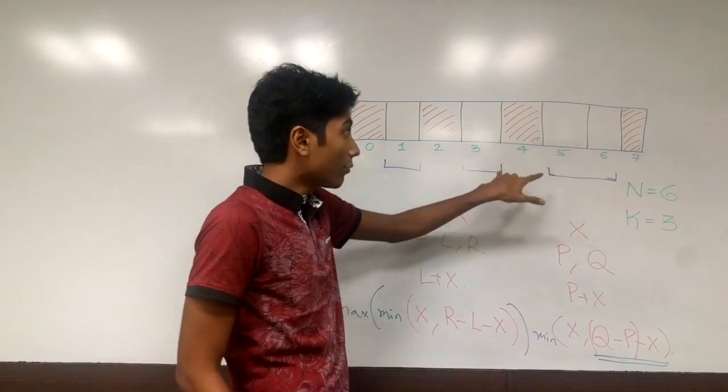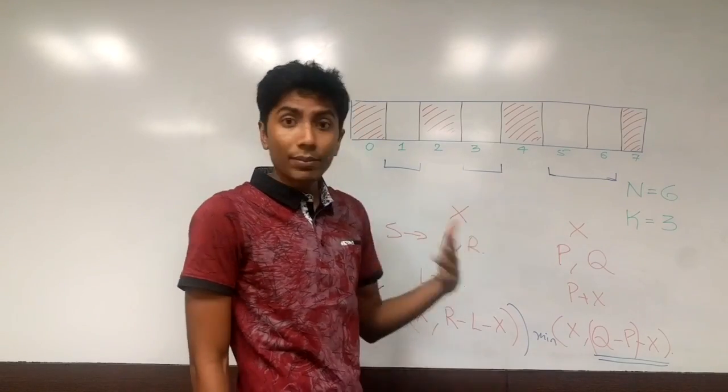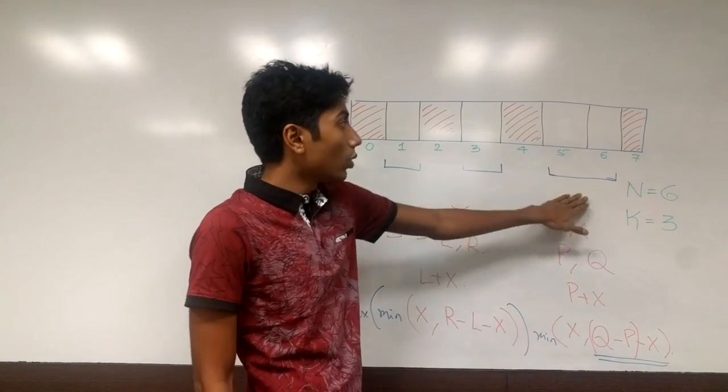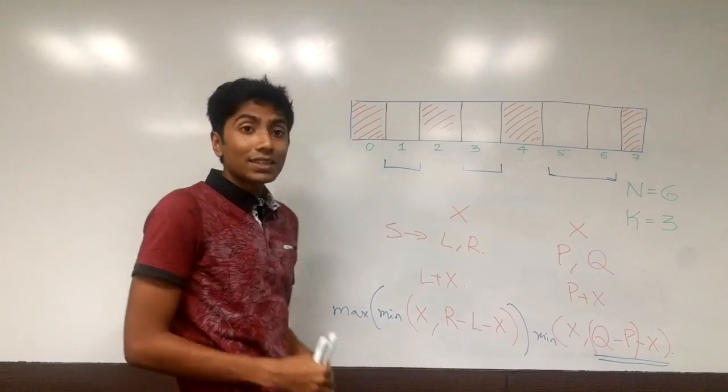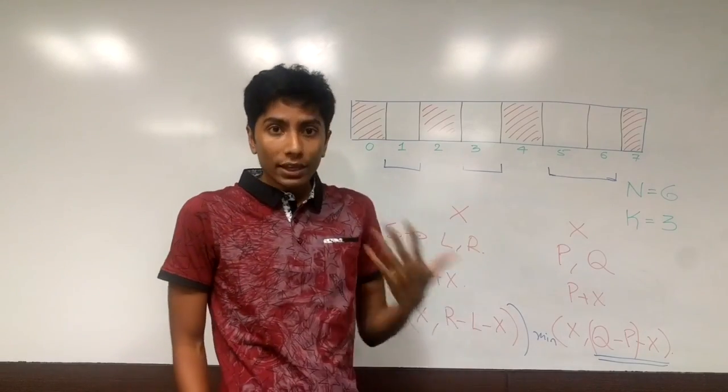If it's a segment of even size, then it is broken into an odd and an even segment. This is the odd one, this is the even one. In case it is an odd segment, it will be broken into two even segments.